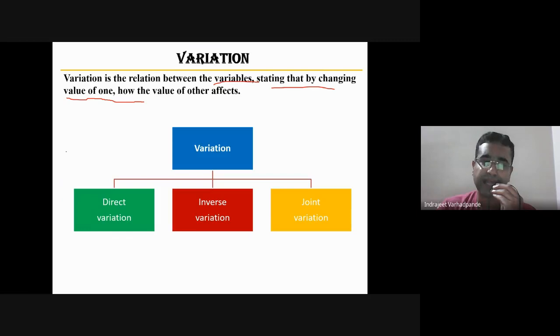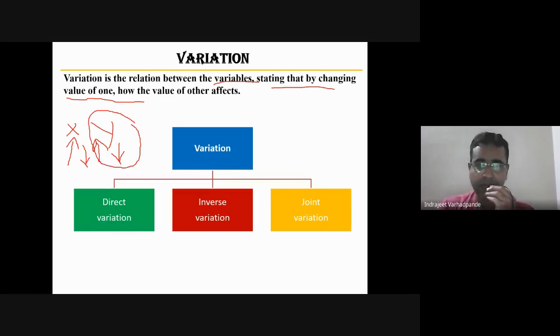Now what do you mean by direct variation? Suppose I take two variables x as well as y, and they are related to each other. Increasing the value of x increases the value of y, or decreasing the value of x similarly decreases the value of y. Then this will be called direct variation, because increasing or decreasing the value of x is directly affecting the value of y in the similar fashion. So when x increases, y also increases. When x decreases, y also decreases. So they are directly related.